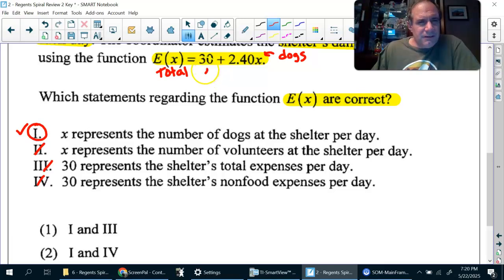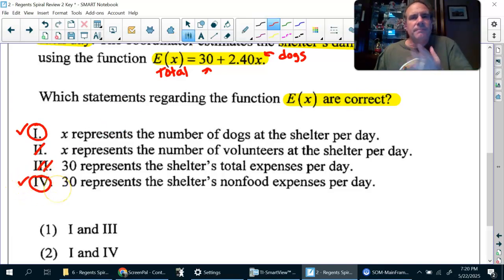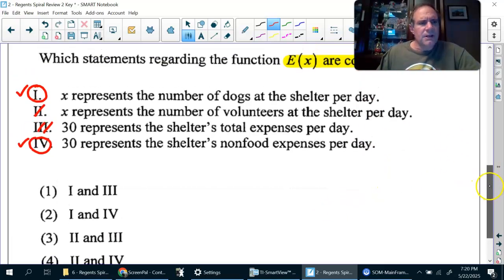But the 30, let's see what that is. It's usually an initial amount. Could be spent on anything here. The 30 represents the shelter's total expenses. No way, that is out. 30 represents the non-food expenses. It could be. So we're just going to put that down as a possible answer because it could be that they're spending an initial amount of money not on food, just on something else that they're not telling you.